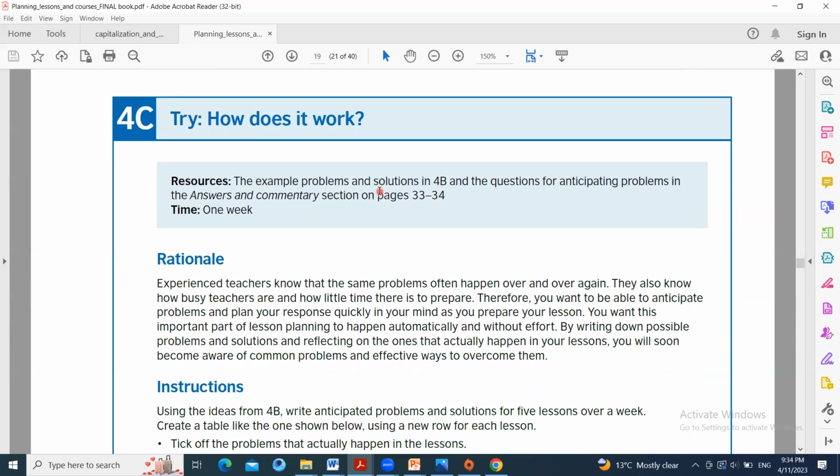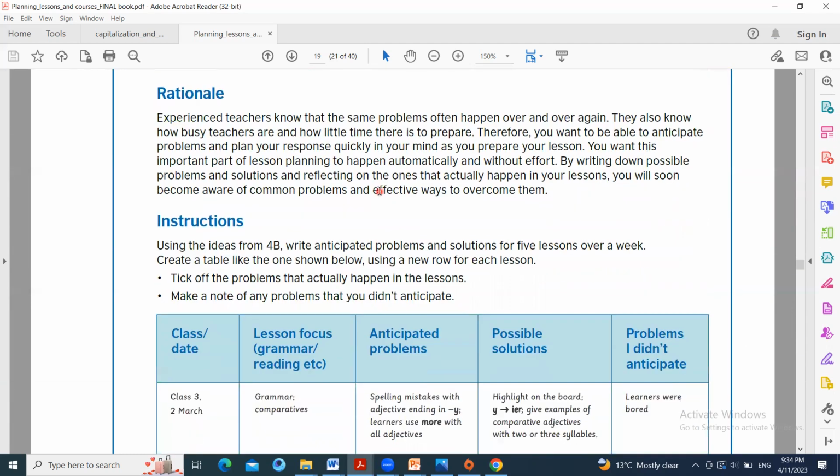So here, let's think of the rationale. Experienced teachers know that the same problems often happen over and over again. So the same problems happen again and again.